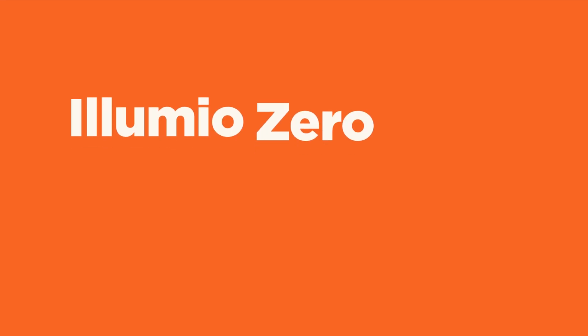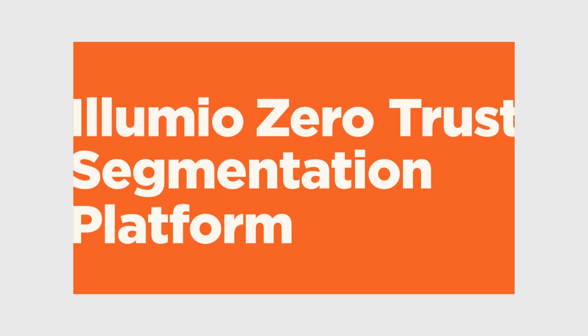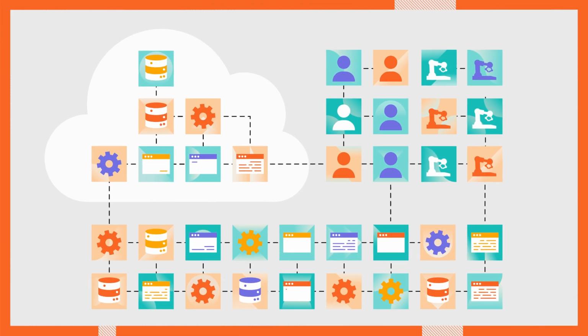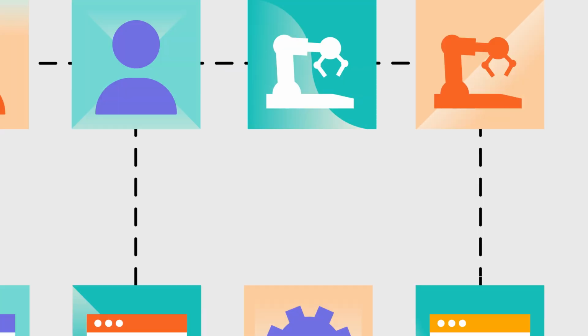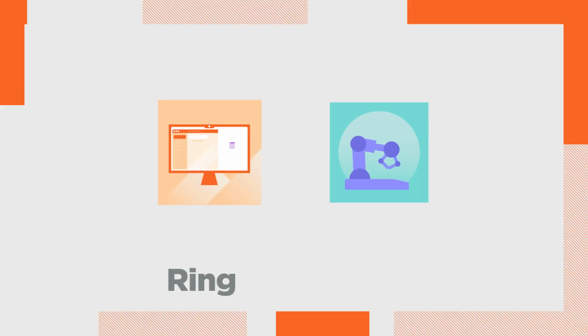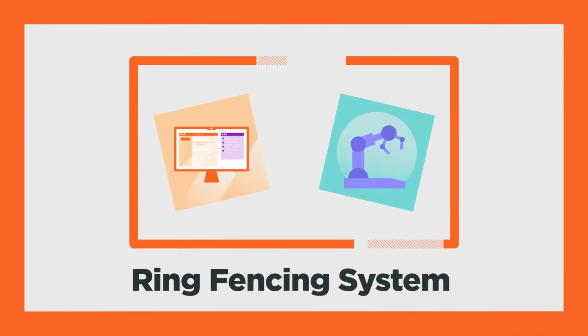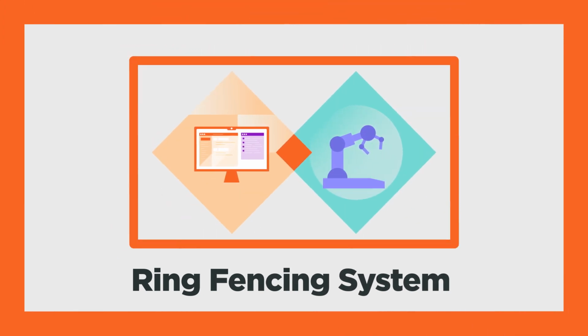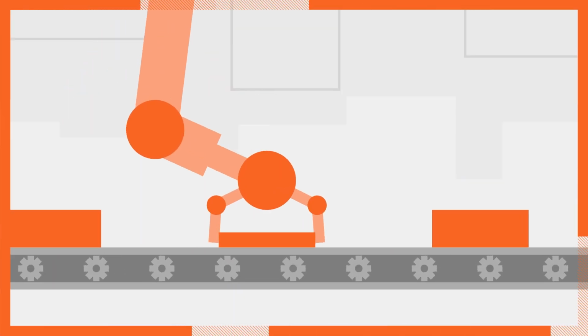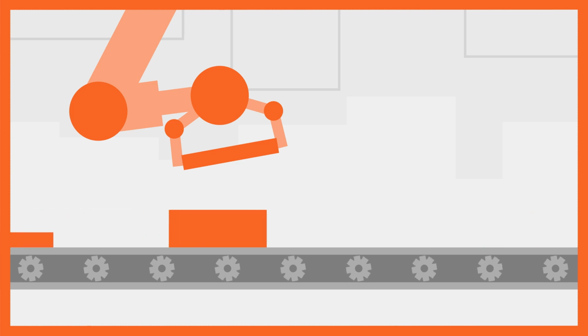The Illumio Zero Trust Segmentation Platform supports a zero trust strategy with segmentation at its core. With Illumio, you can see what's communicating with what inside your networks so you can understand the risk posed by an attack. Ring-fencing processes within your control system protects each system from infection and failure. Containing an attack before it reaches your production system helps maintain availability and keep operations from halting.